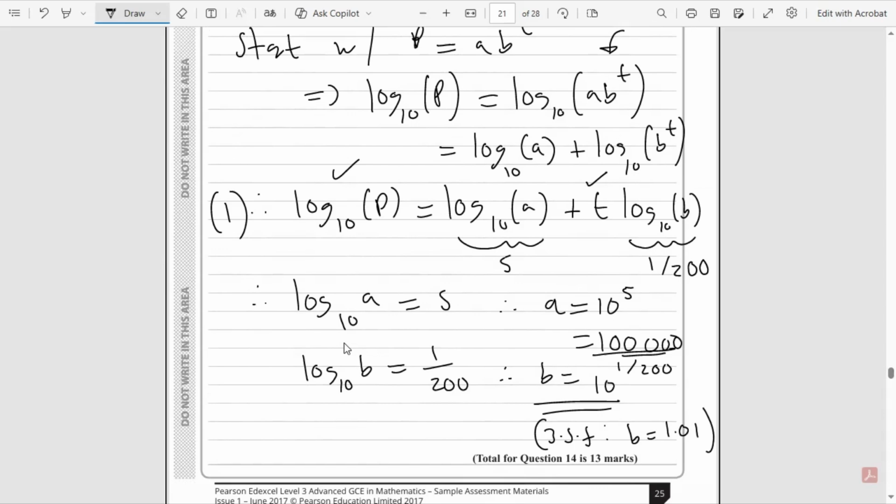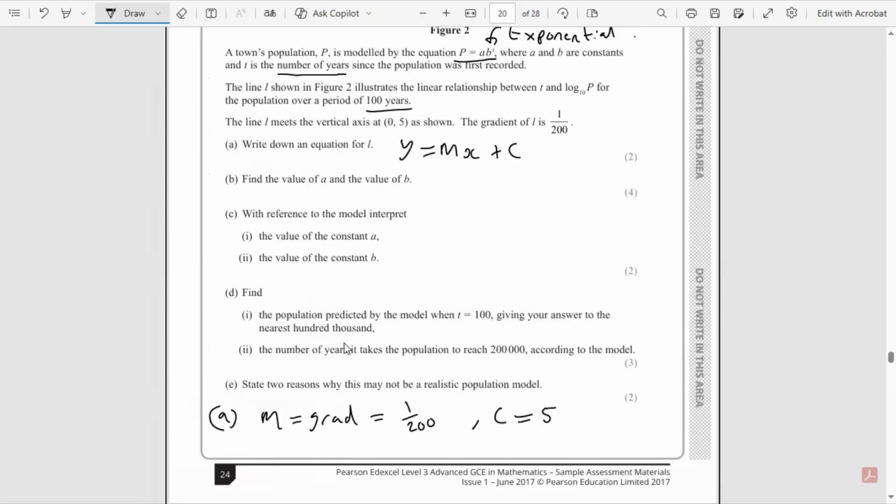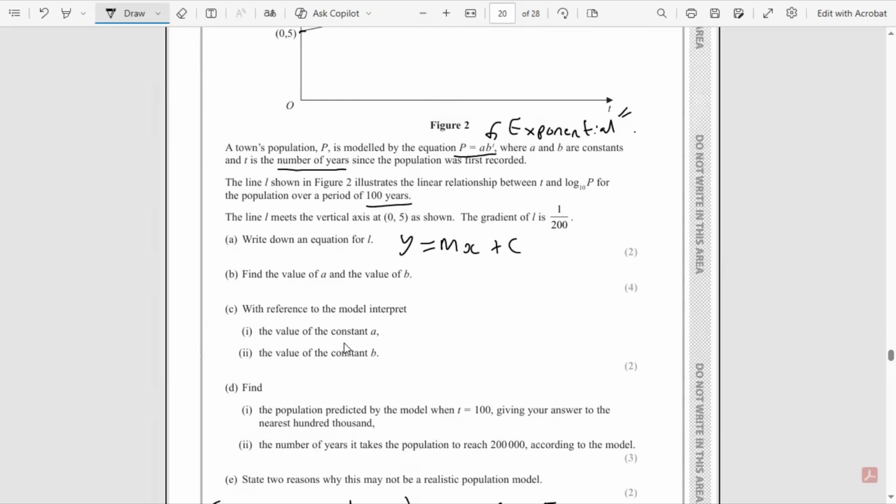And that would be fine as well, because they don't specify how many sig figs, or they don't specify that they have to be exact values. I'm just going to check again and make sure they don't. No, they don't specify a and b must be exact. So in a question like this, you can either leave the answer in exact form, or you can round to 3 or 4 or 5 sig figs. Don't round to less than 3 sig figs. Don't round to 1 or 2 sig figs. 3 is normally fine for a question like this.